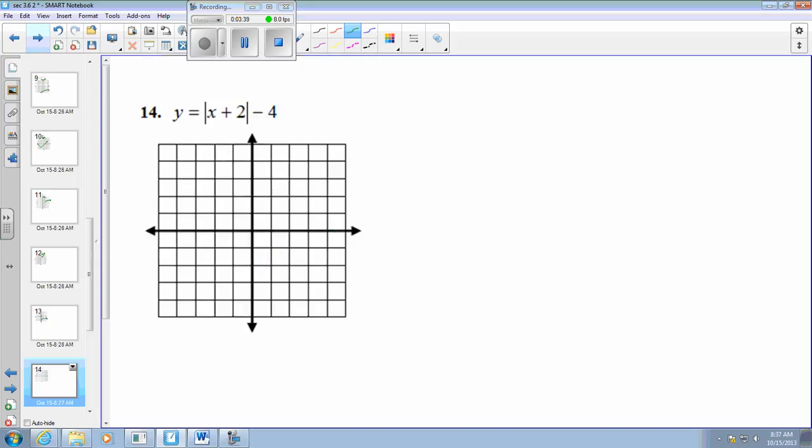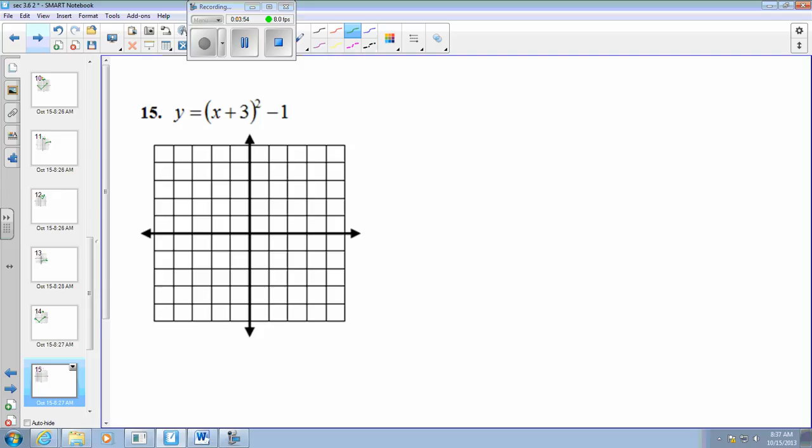14, absolute value with a vertex at negative 2, negative 4. Negative 2, negative 4 is right there. And since it's an absolute value, we get a V shape. 15, we have a parabola with vertex at negative 3, negative 1. And so we make the parabola graph from that vertex.